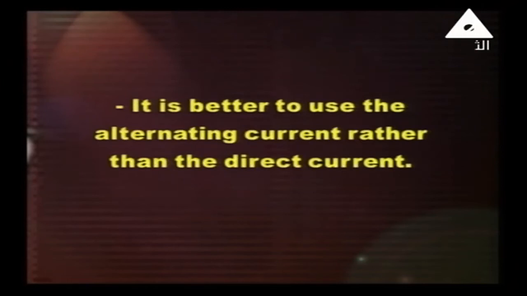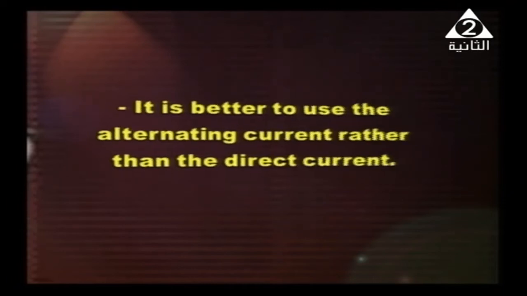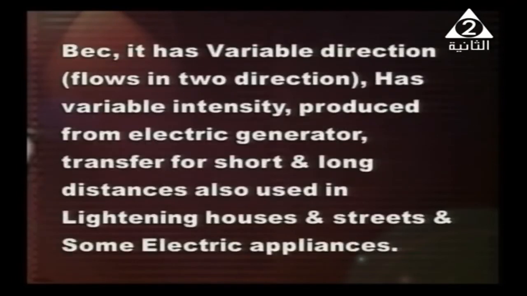It is better to use alternating current rather than direct current because it has variable direction. It means it flows in two directions. Also, it has variable intensity, produced from the electric generator, and can be transferred over short and long distances. Also, it is used in lighting houses and streets and operating some electric appliances.